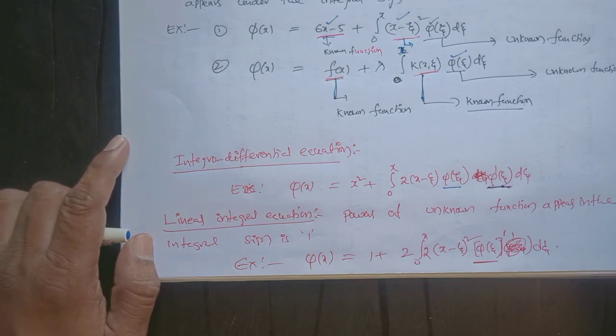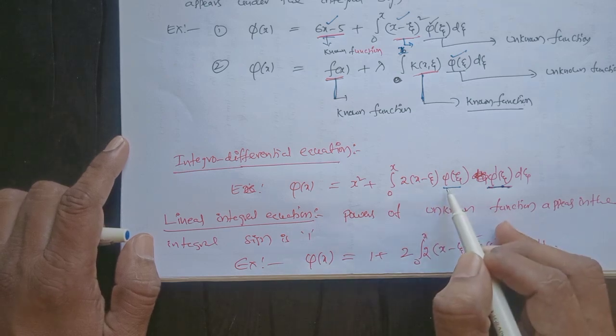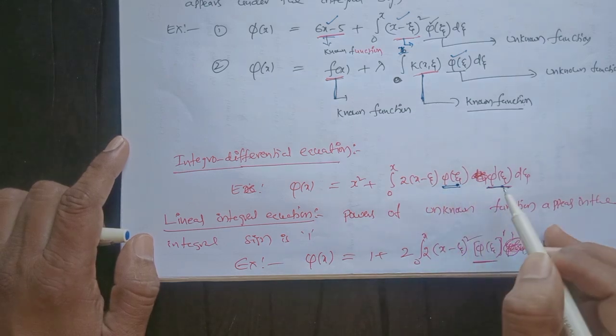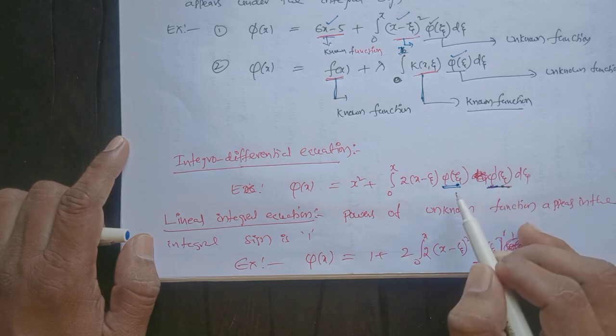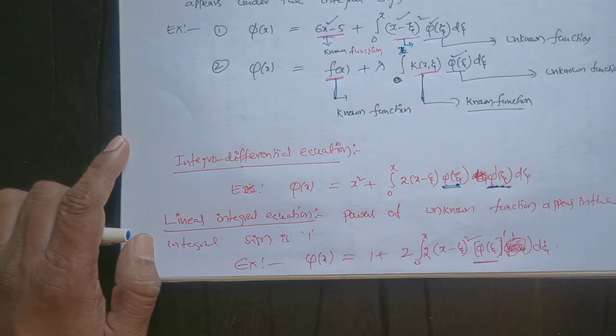So dear students, an integro-differential equation means an integral equation in which an unknown function and its derivatives appear under the integral sign. Unknown function phi and its derivative phi dash appear under the integral sign, we call it an integro-differential equation.